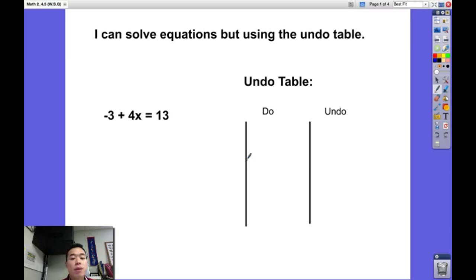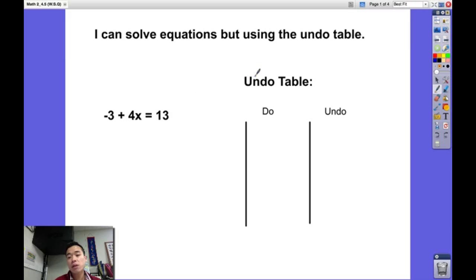I like this method because you're describing what's happening to the variable and then you're going to undo it or unbalance it, and then it also allows you to be able to check your work at the same time. So in your composition book, make sure that you write: I can solve equations by using the undo table. I want you to copy this example down.